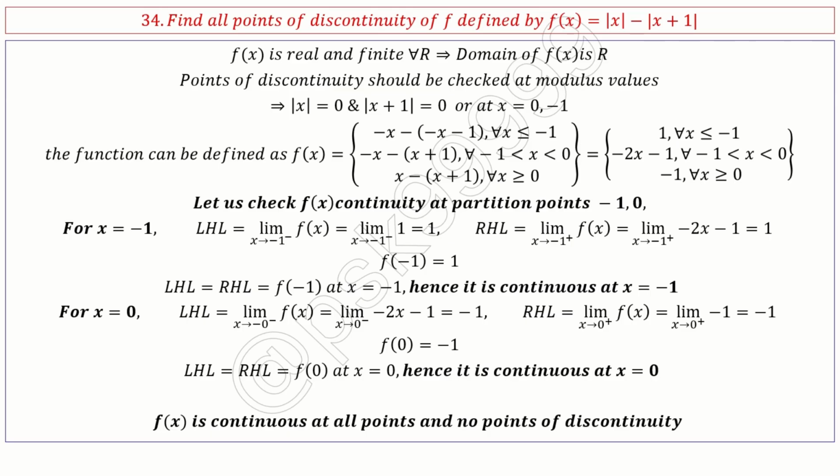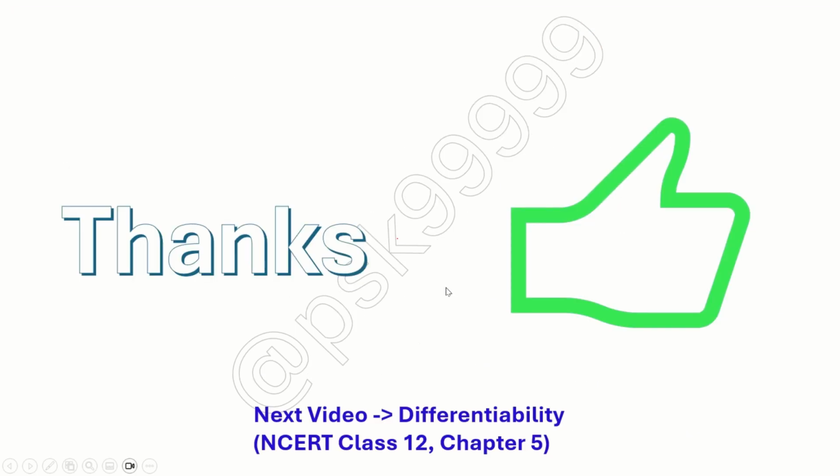The most important thing in this one is writing this definition. Then, which are the points of contention for you? You cannot go and check all the points, correct? You have to check the points of contention for modulus. You take that modulus value and equate it to 0, then you'll get it. x equal to 0, x plus 1 equal to 0. That's it. These are the points of contention for you. So this is how you will do these problems.